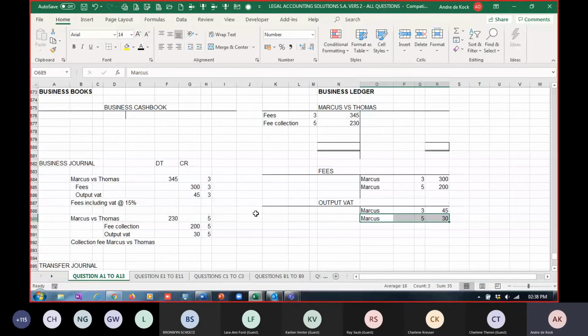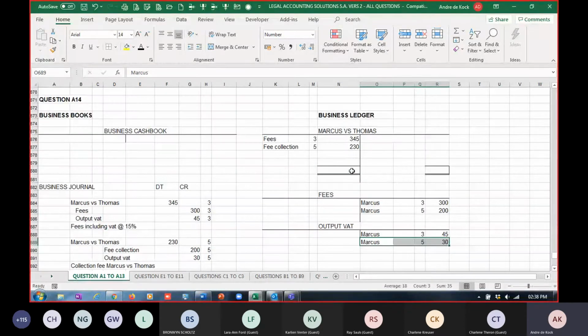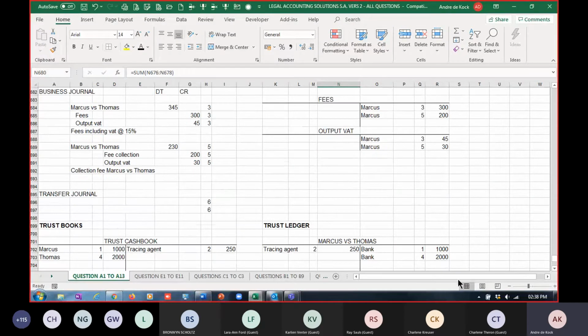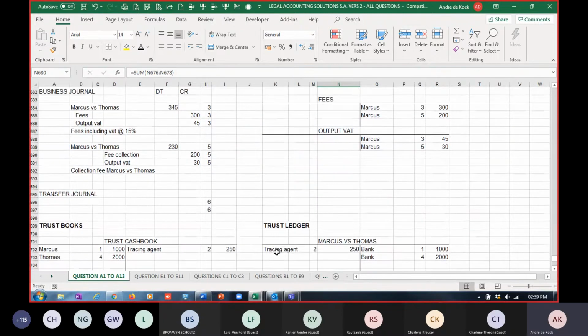Now I must transfer what I'm entitled to transfer. I add up over here, Marcus versus Thompson. How much does he owe me? He owes me 575. How much have I got in trust for Marcus? I've got 3,000. I've got 2,750. Can I do a transfer? Of course I can do a transfer of how much? The lesser of the two balances, which is the 575.